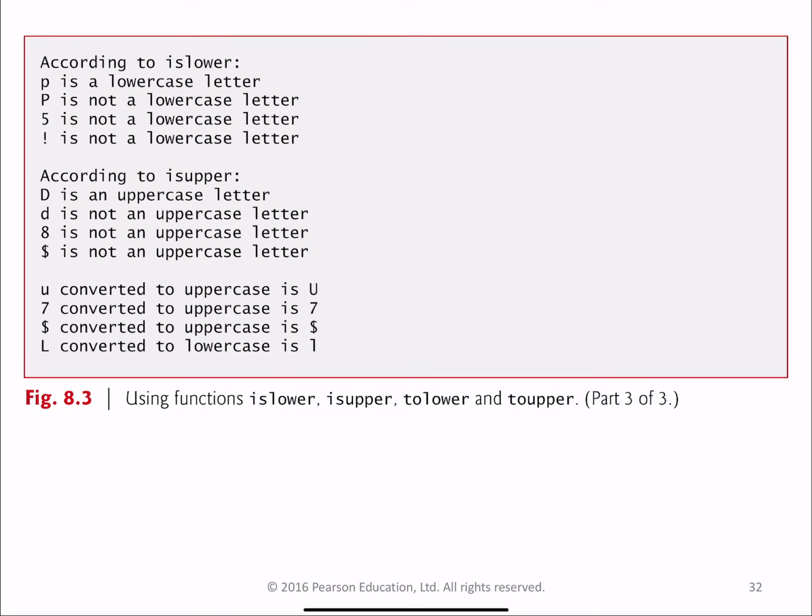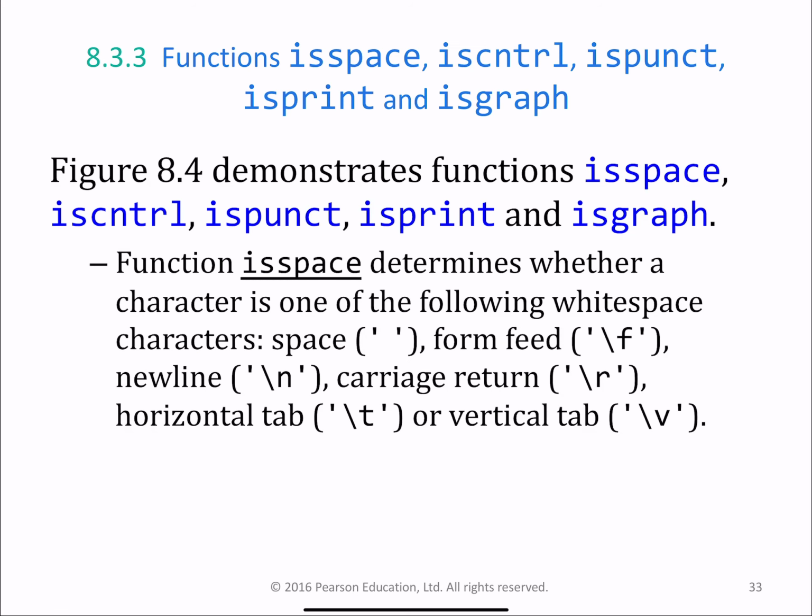And this is what the output for this code will look like. So u becomes a capital U, 7 stays a 7, dollar stays a dollar when you pass it to the toUpper function, and capital L is converted to a lowercase l. And you can see the other ones, isUpper, isLower functions. The isLower function, for example: p is lowercase, capital P is not lowercase, 5 is not lowercase, exclamation is not lowercase. So it makes perfect sense, everything over here.